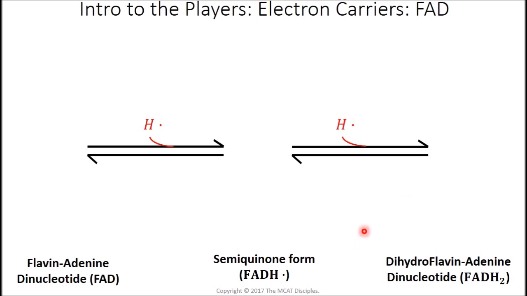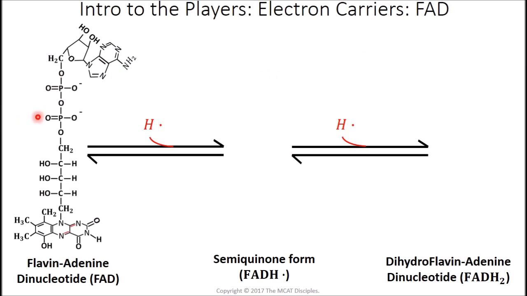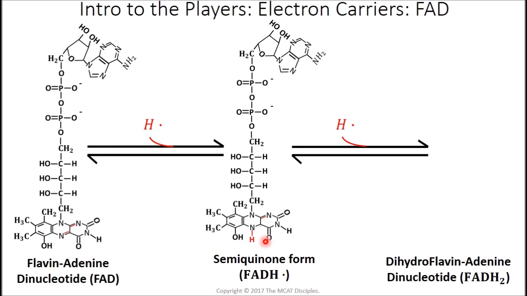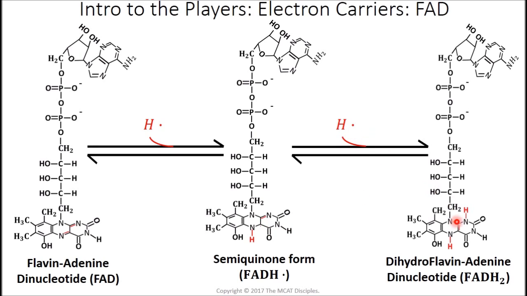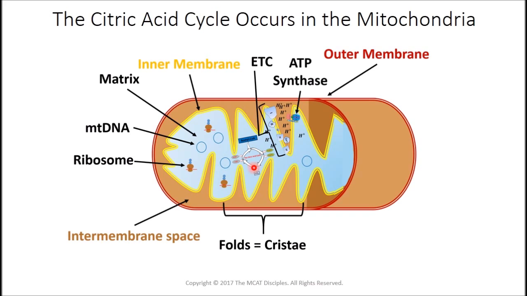Again, another electron carrier, the flavin adenine dinucleotide, right? Here's the structure. Again, what's happening here is you get the hydrogen with one electron to attack, right? And you get a semiquinone form, a radical form, and then another hydrogen with a radical electron to come in, and you get dihydroflavin adenine dinucleotide, or FADH2. Again, not complicated. Okay, so here's where the citric acid cycle is occurring.